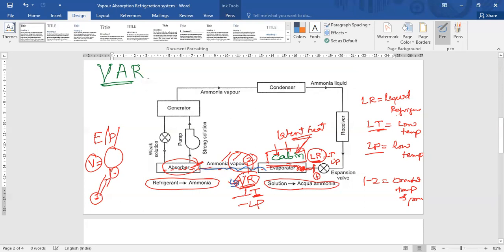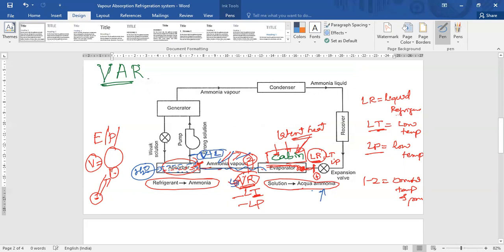That vapor refrigerant will mix with the absorber solution. Here we will take some water solution. So when the ammonia vapor mixes with water, it will become a solution. Now that is called aqua ammonia solution. That solution is now in liquid state. Vapor and liquid: the vapor is the refrigerant, the liquid is water.